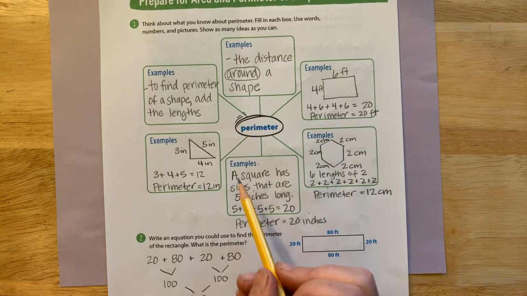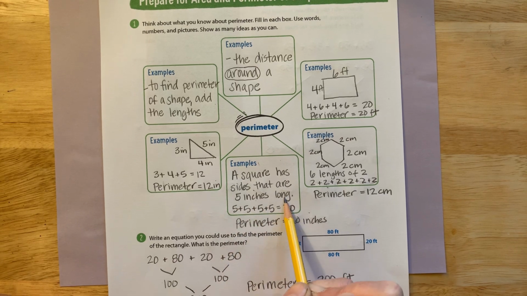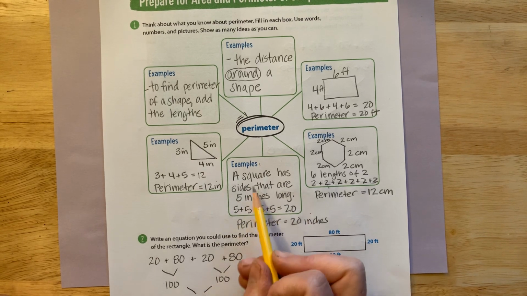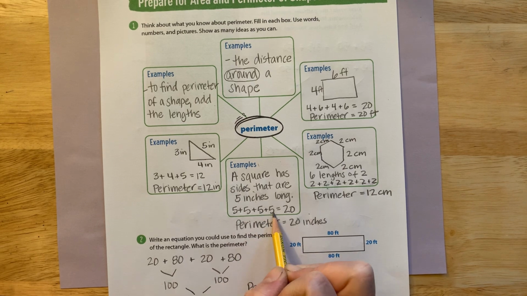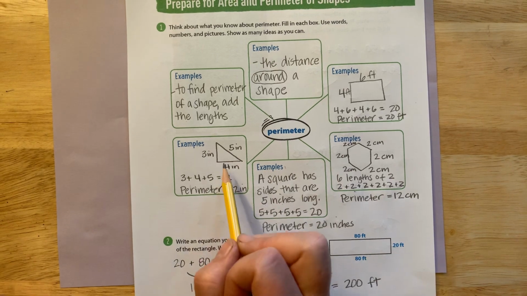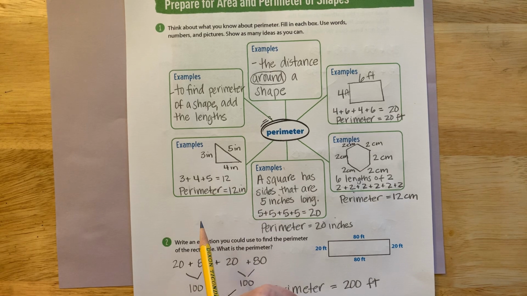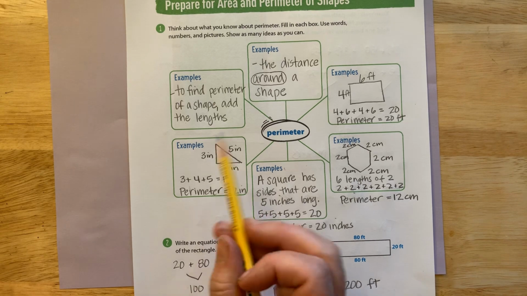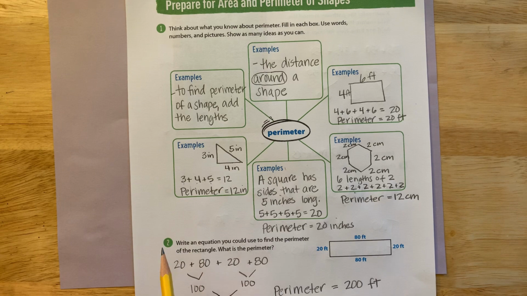I practiced doing a word problem here. I wrote a square has sides that are 5 inches long. Remember, a square has 4 equal sides. So 5 plus 5 plus 5 plus 5, and I got 20 inches. And in my last one, I also drew a triangle because we can find perimeter of all different types of shapes. To do a triangle, how many sides do we have? We have 3. So I would just add the 3 sides together. 3 plus 4 plus 5 equals 12.